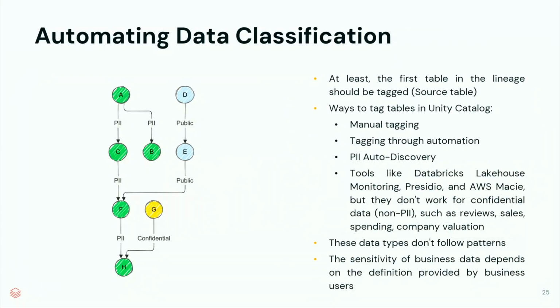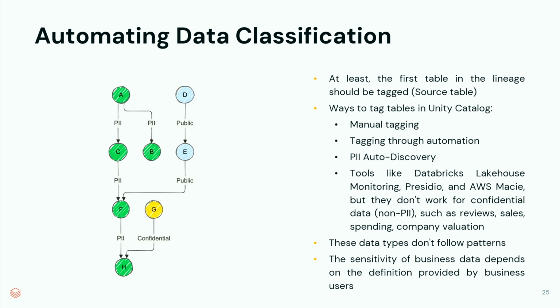So here is how we can do the tag propagation and how it works. In this case, for example, imagine that you have only the A, D, and G nodes tagged with some kind of tag called PII or something similar. So in this case, A is PII, D is public, and G is confidential. So in this case, everything else is not classified.